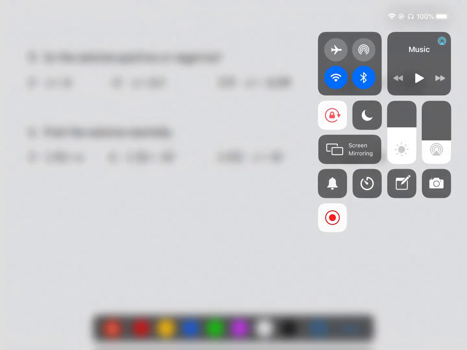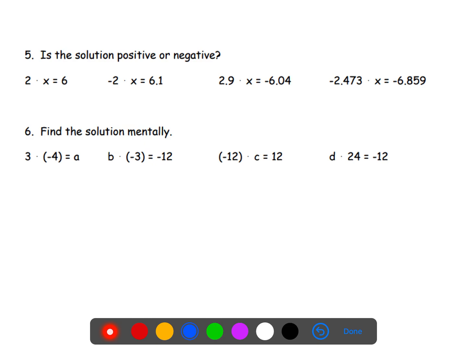All right, let's look at some more examples here. Taking it out of the word problem context will hopefully help a little bit. We're going to look at some more equations here. And it wants to know, is the solution positive or negative? So we're just going to look at these. We've got 2 times something equals 3. Now, we don't even have to answer it. We just have to say if it's positive or negative.